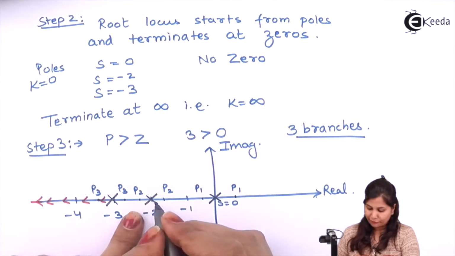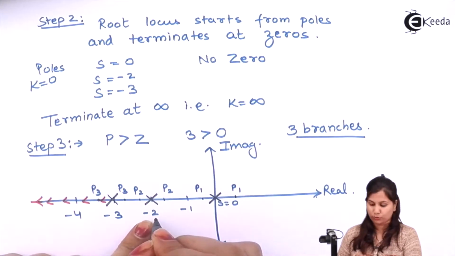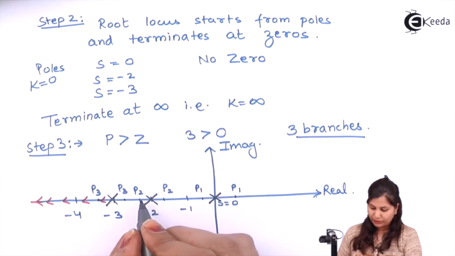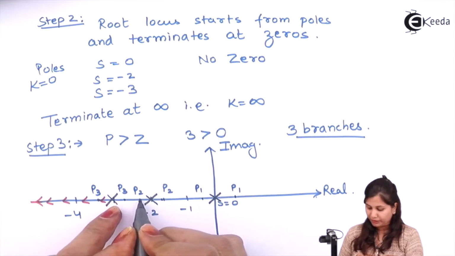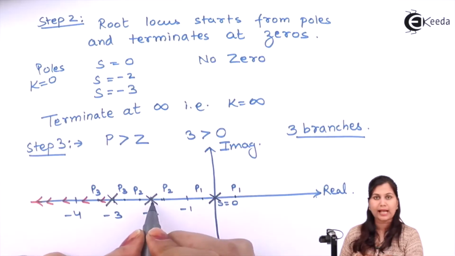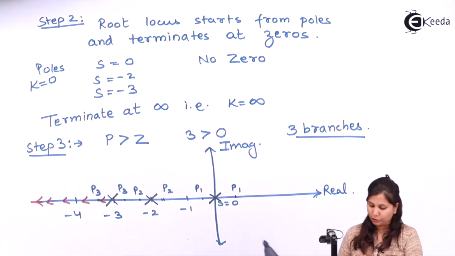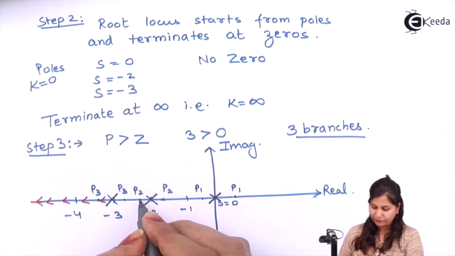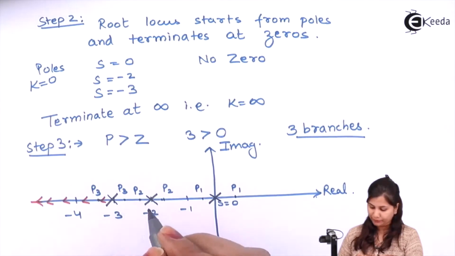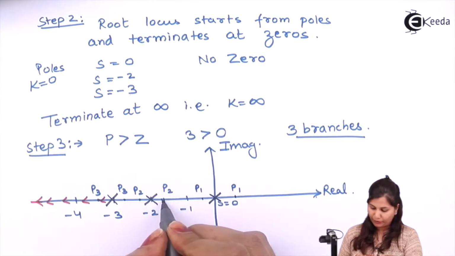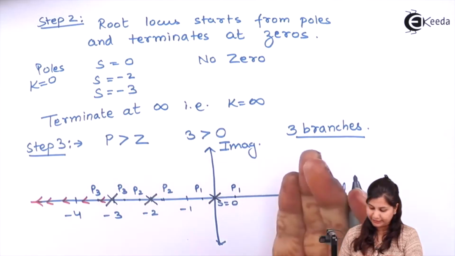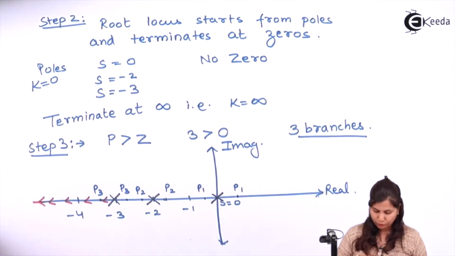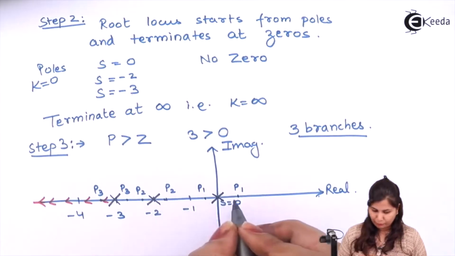Now check for this pole S equals to -2. For S equals to -2, we have taken 2 points. First check for this point. For this point, we are having the number of poles as 2 on the right hand side. So the direction of root loci will not be towards this point. Now for this P2 point, the number of poles is 1 on the right hand side. So the direction of root loci will be towards this point.